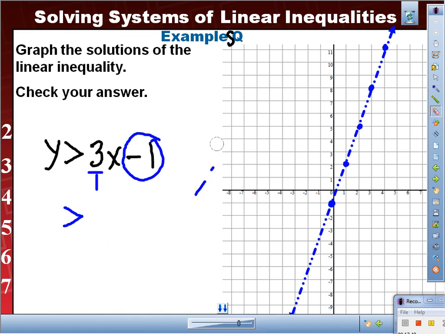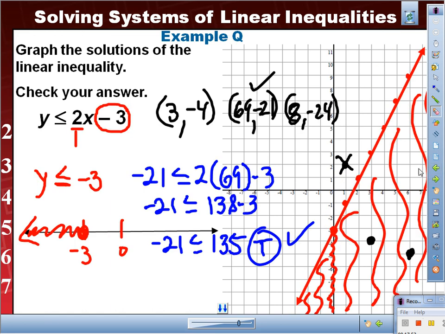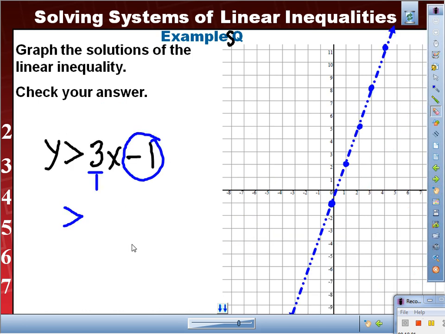Yeah? Now, before you graph it, look up. Look at the previous one. What was the inequality symbol? Less than or equal to. What kind of line was it? A solid. Look at this one. Greater than, no equal sign, and it's a dotted. Talk to your neighbor about the difference from the other one to this one.